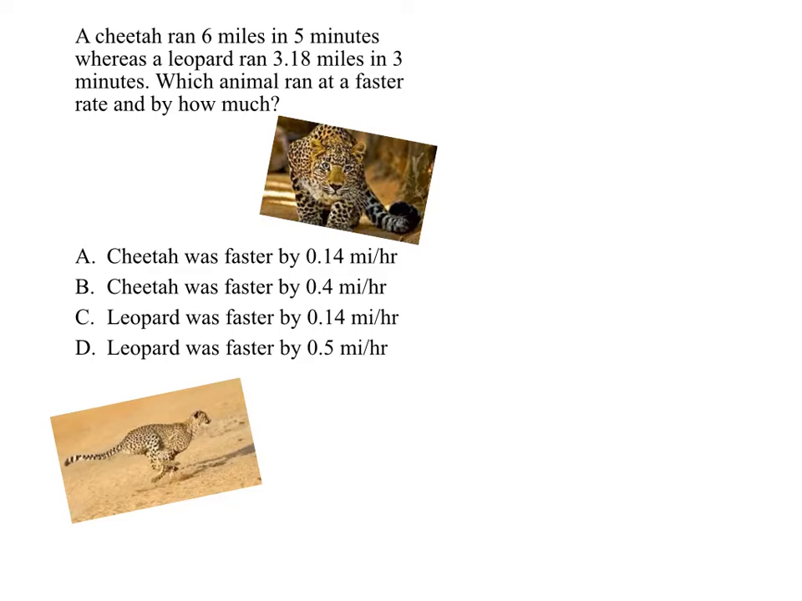All right, very similar, except now we've got animals instead of people. I also don't see any fractions, but I see decimals. So I'm again looking for which animal ran faster and by how much. So I'm going to have to do 2 different unit rate problems and subtract to compare.